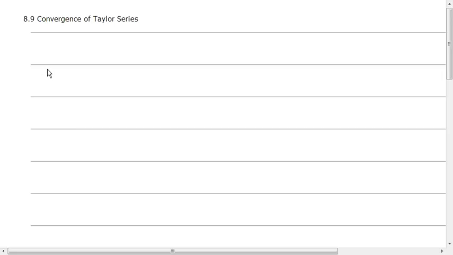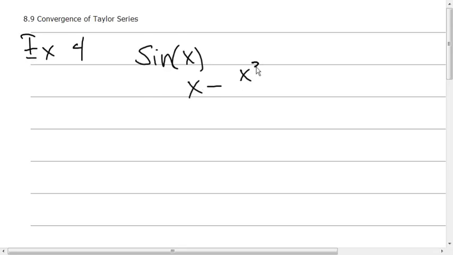Just a quick note or two on example 4. In example 4, they ask the question, when can we estimate sine x by the equation x minus x to the third divided by 3 factorial and expect an error no greater than 3 times 10 to the minus 4th.